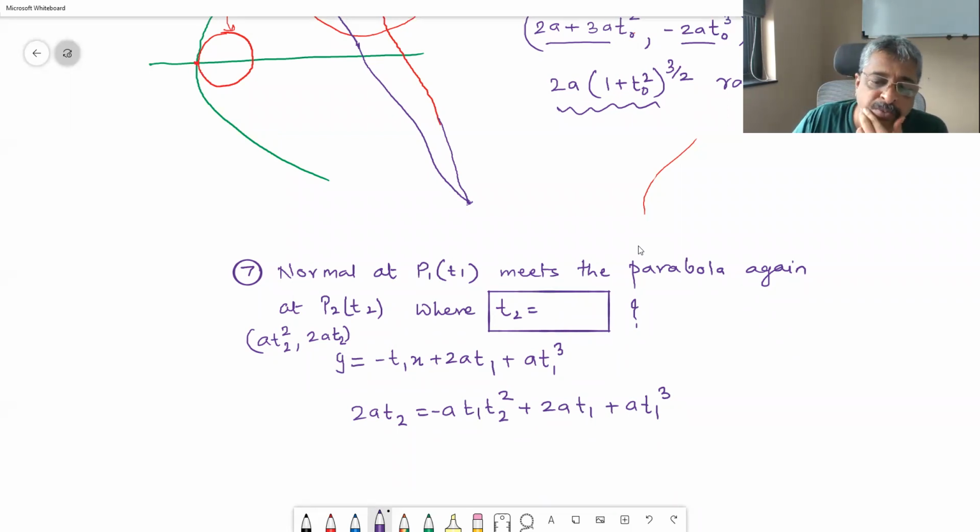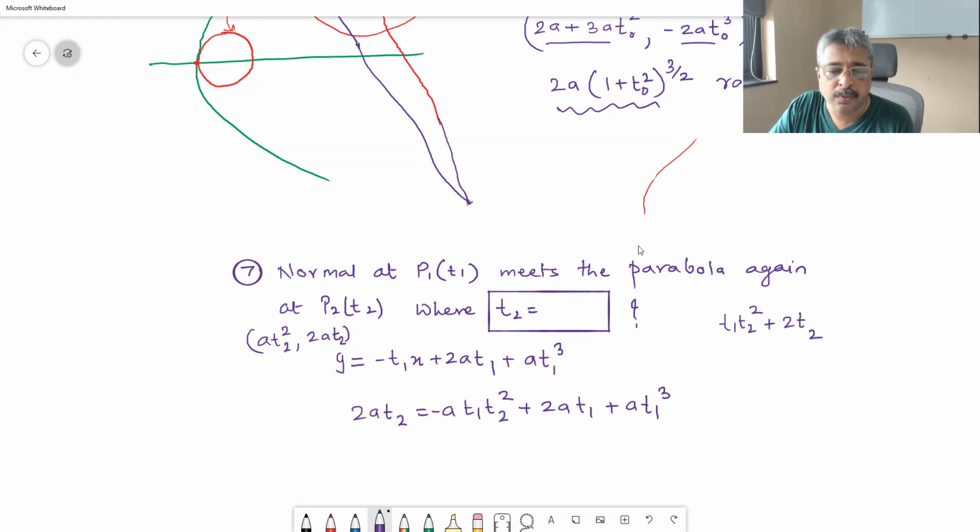We want T2 in terms of T1, so we should write a quadratic in T2. Is this correct? So T1 T2 square plus 2T2, that is what this is. Then these two terms go to the LHS: minus 2T1 minus T1 cube is equal to 0. Therefore T2 is equal to, is it so complicated? Maybe.